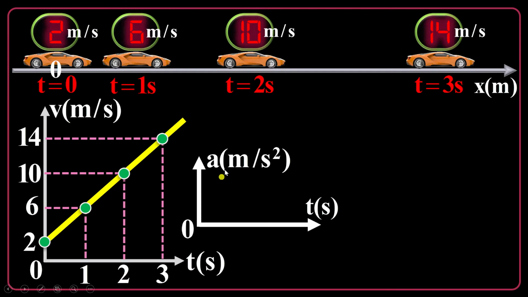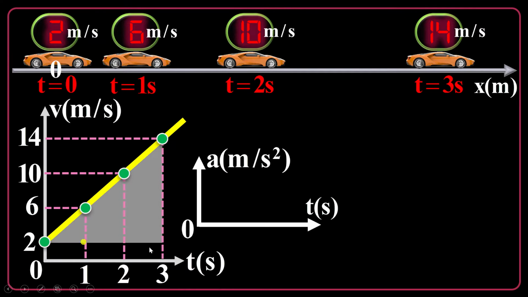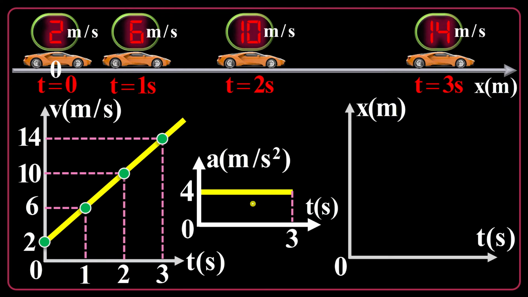So for drawing the acceleration time graph, I just establish a triangle here and then rise over run, which is 12 over 3, and then I will get 4. Constant. Look, the acceleration time graph is a horizontal line. Okay, then xt graph. Xt graph will be a quadratic function. In part 2, I will explain it.